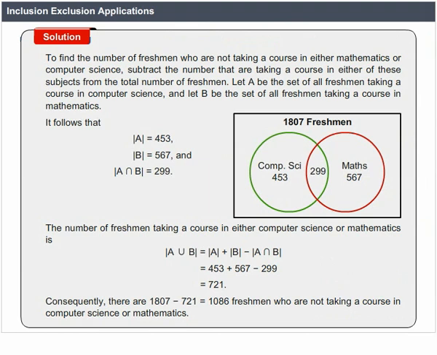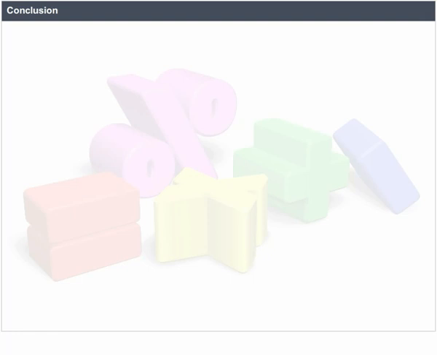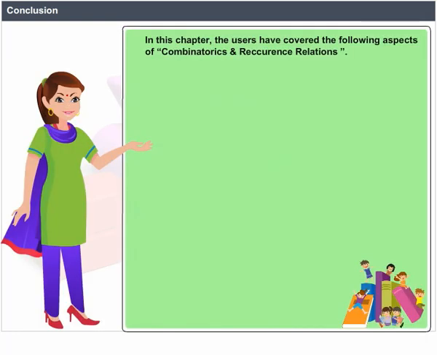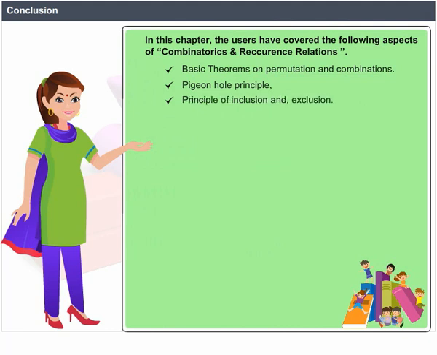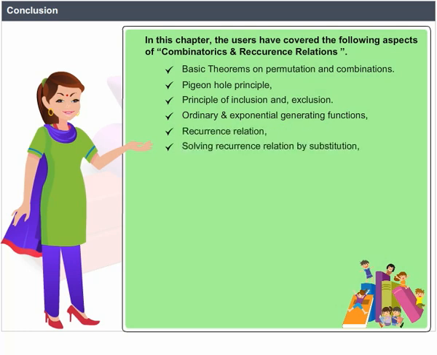Conclusion: in this chapter, the user has covered the following aspects of combinatorics and recurrence relations: basic theorems on permutation and combination, pigeonhole principle, principle of inclusion and exclusion, ordinary and exponential generating function, recurrence relation, solving recurrence relation by substitution, solving recurrence relation by conversion to linear recurrence relation.